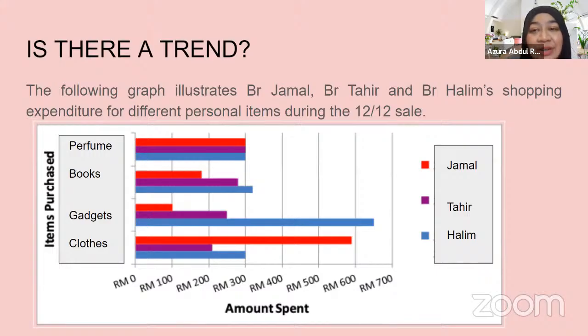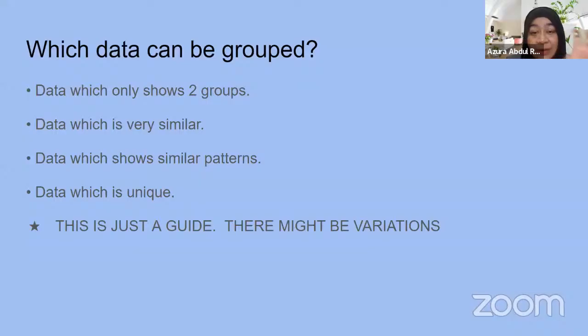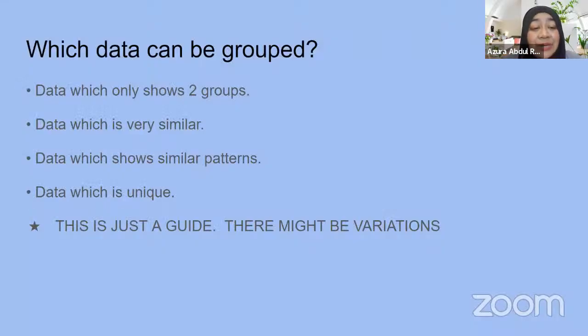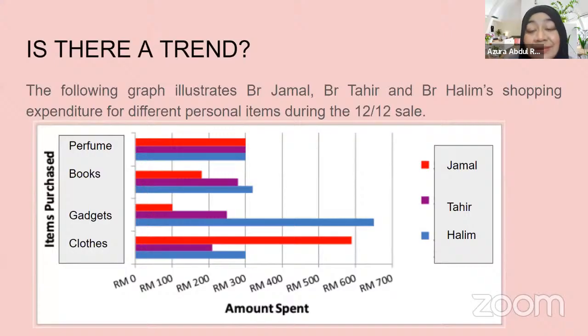Gadgets. Gadgets, that's right, Shasha. Because for gadgets, you can see there's a huge difference between what Jamal spent and what Halim spent. So this can be grouped together as well. Okay, so one group, two groups. So look at this here. The data can be very similar as in perfume, or the data can be unique as in gadgets.